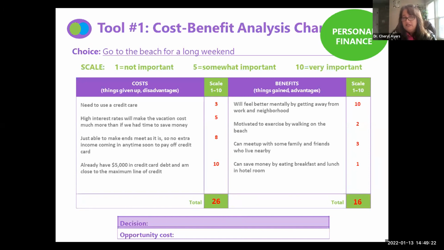you can see it's a pretty clear decision. The costs at 26 outweigh the benefits. And so the decision here would be not to go to the beach.